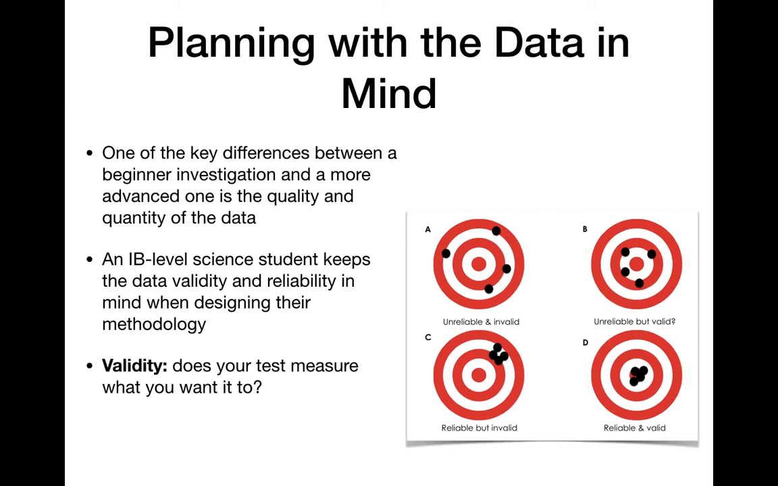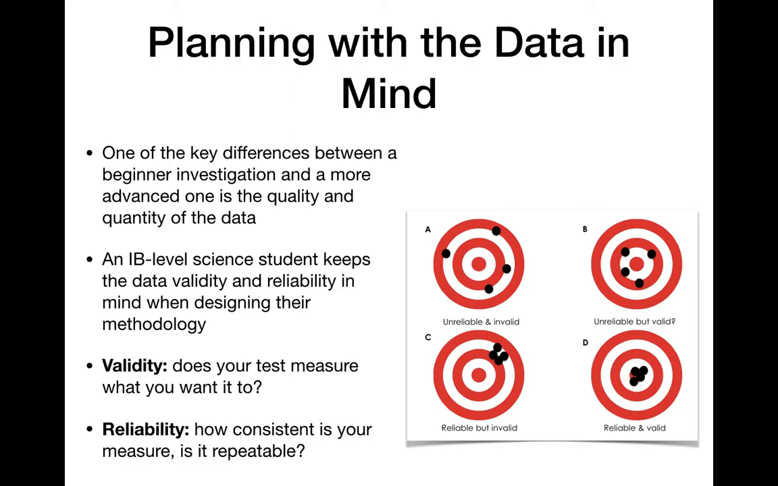So if you look here at the target analogy, this is both reliable and valid. If validity is the target, what you want to measure is the center here, right? So this is not valid. This is kind of valid. It's close to center. This is not even close to the center, so it's definitely invalid, and this is on the center, so it's valid. It's measuring what you want it to measure.